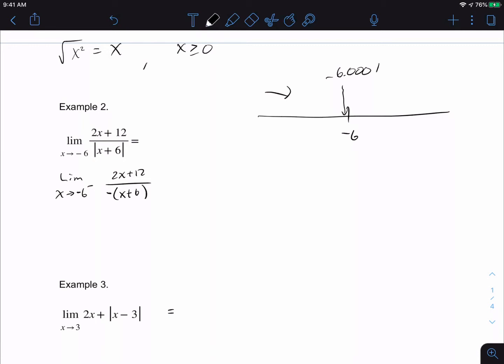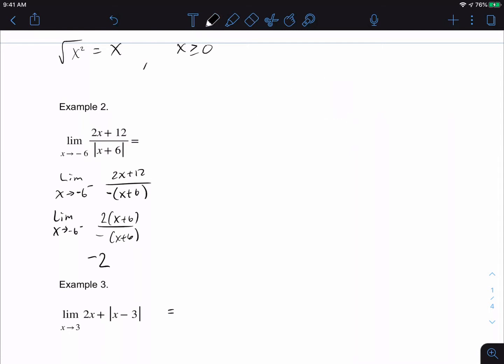So now here, I'm going to get the limit as x approaches negative 6 from the left. I'm going to factor out a 2, and we can see that we get negative 2 as an answer. Now remember, in order for the limit to exist in this original problem, coming from the left and coming from the right have to be equal, right?